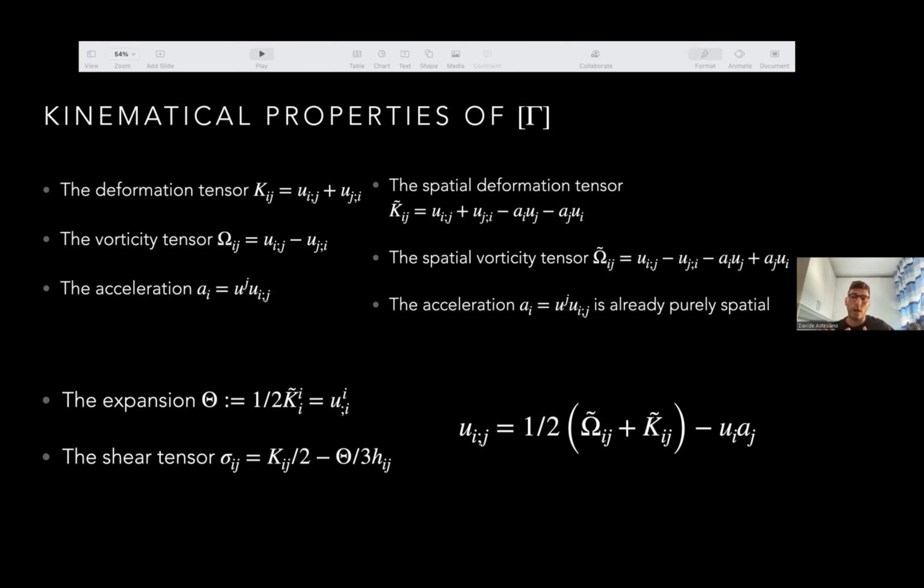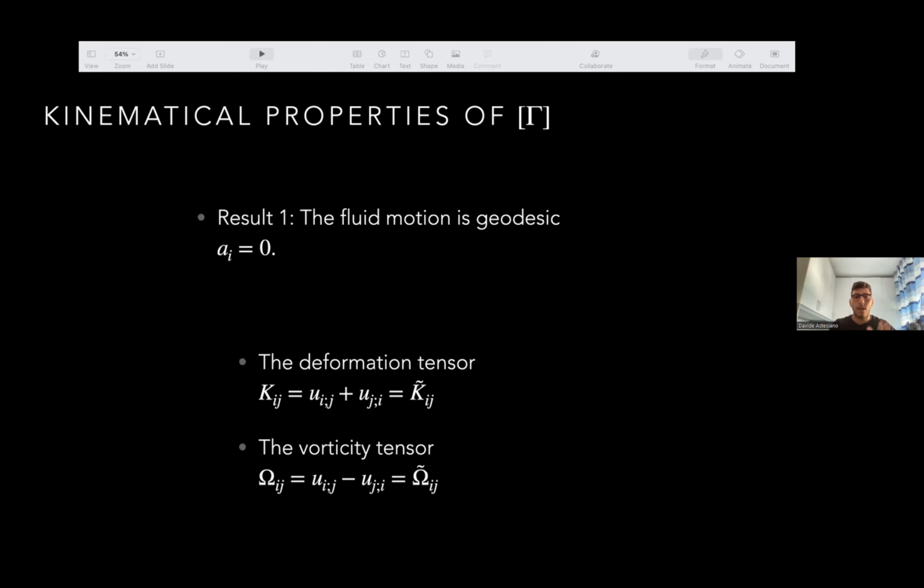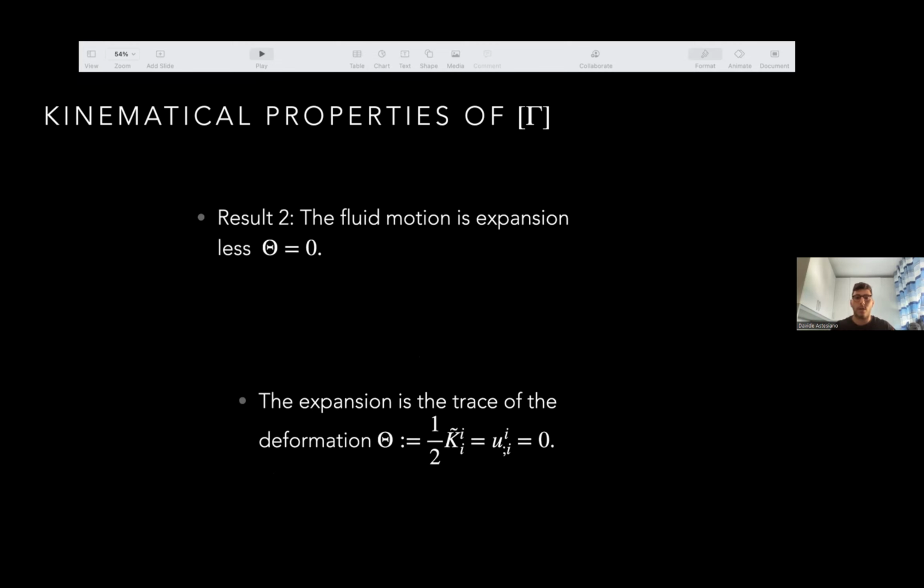So to know the kinematical properties, we need the spatial vorticity, the spatial deformation tensor, and then the acceleration. That's it. First result, that is very easy: the fluid motion, of course, is geodesic, so the deformation tensor and the vorticity are totally spatial objects. The second result, as Peter already said, is that the fluid motion is expansionless. But this is valid in general, not only for the Balasin-Grumiller or other solutions. This is totally general.